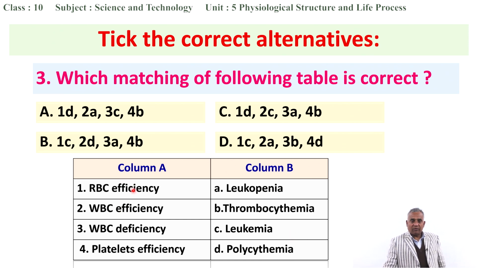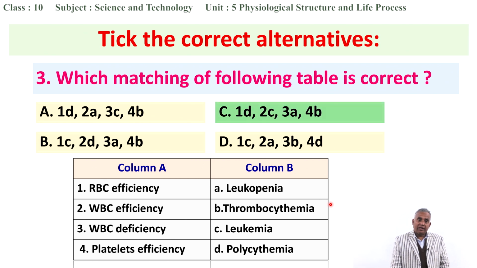Okay, here a table is given, column A and column B. Some information is given below column A, 1, 2, 3, 4, and some information is given below column B, A, B, C, D. Yes? So here you have to find out which matching of them is correct. 1D, 1 is RBC, efficiency causes polycythemia. Is it correct? 2A, WBC efficiency causes leukopenia. Is it correct? So like that you have to analyze, it will take time. Yes, do try. It is your duty.